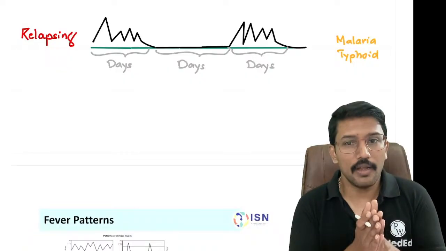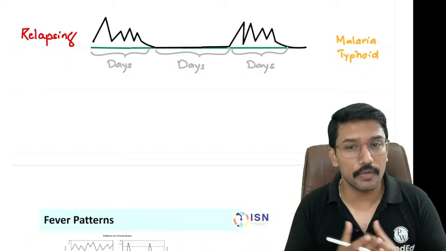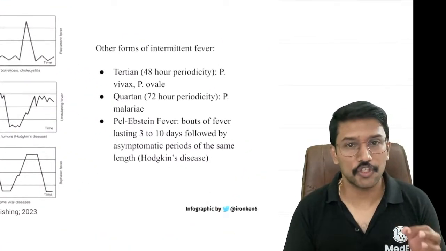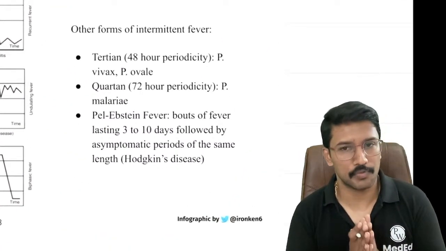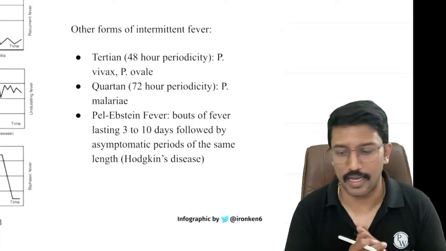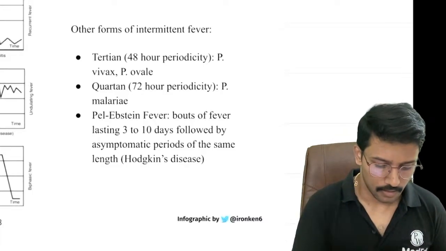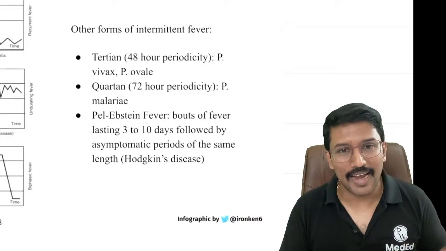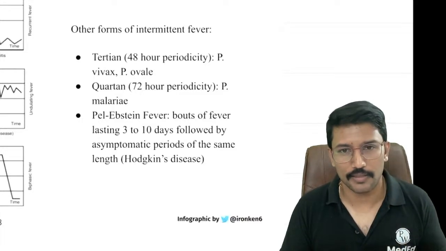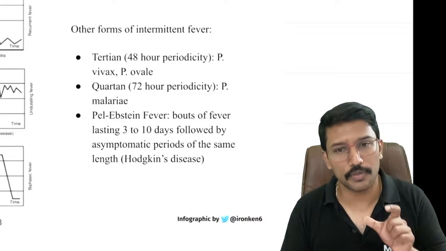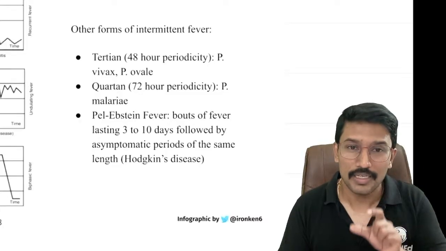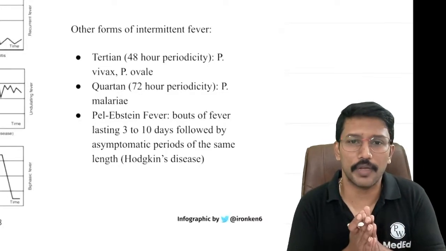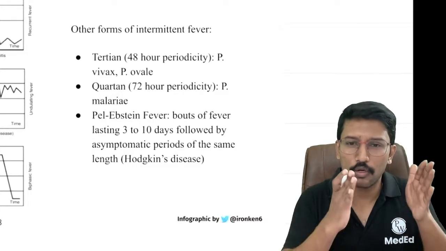Okay. And depending on at what frequency the fever appears, we have some names, right? So the names like tertian, quartan and Pell-Epstein. All of them are subtypes of the relapsing fever. Okay. So what is this tertian fever? Where fever occurs at a periodicity of 48 hours, cycles of 48 hours. Quartan refers to fever occurring at cycles of 72 hours. And Pell-Epstein is a peculiar type of relapsing fever where the fever follows this pattern of 3 to 10 days.